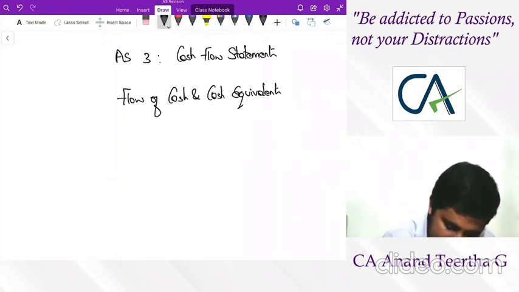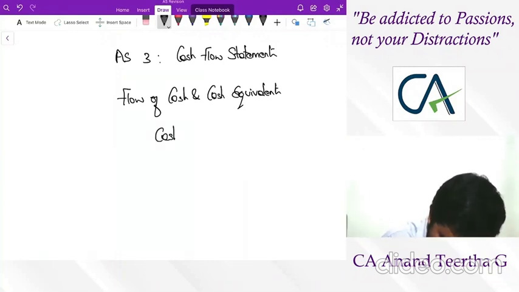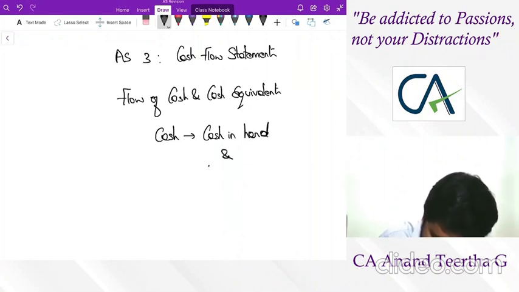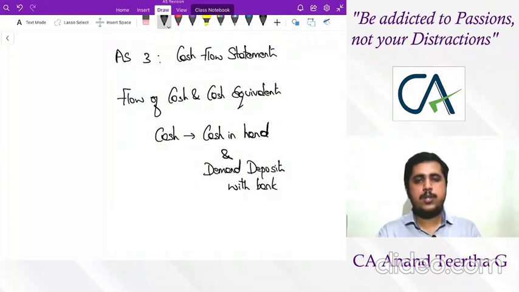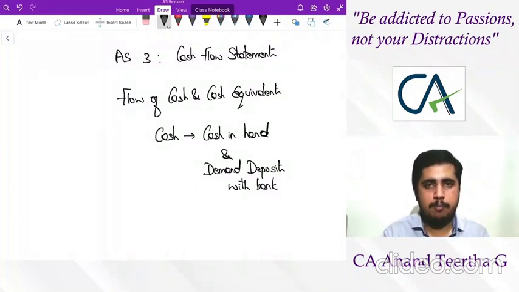Now, what do we mean by cash then? Cash is basically cash in hand and demand deposits with bank. Okay, so cash in hand and demand deposits with bank are covered under the cash definition.